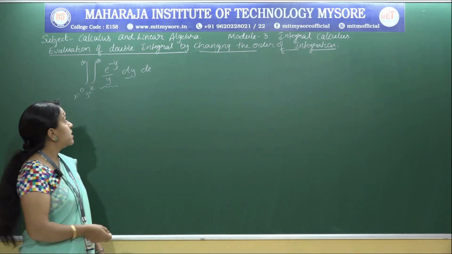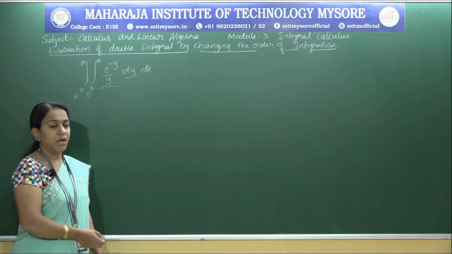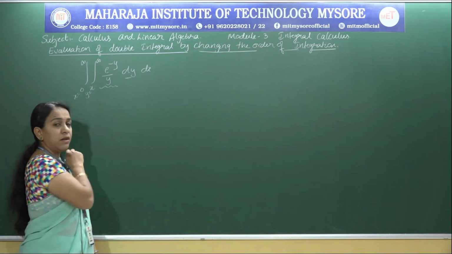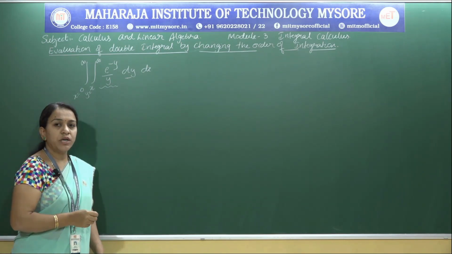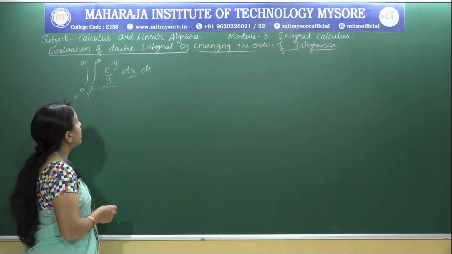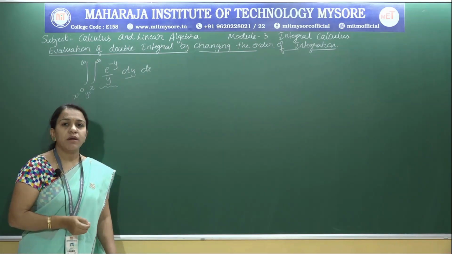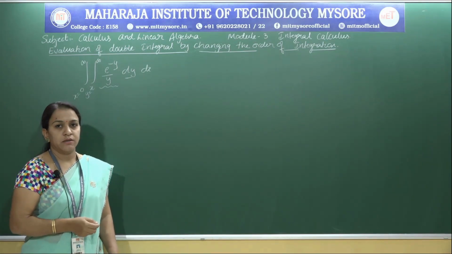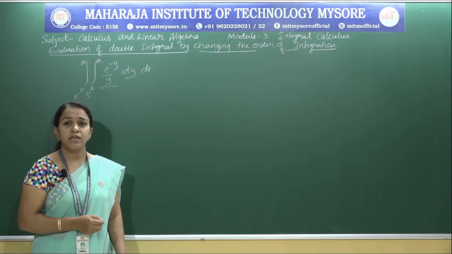To evaluate this integral, we know that first we have to evaluate with respect to y, because we have the y variable as an inner integral and we have dy here. So, we should integrate first with respect to y. But to integrate this, we have e power minus y by y. So, it is not easy to integrate that keeping it as it is. But if I change that, I can integrate easily.